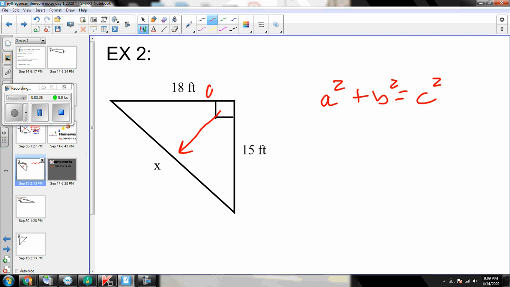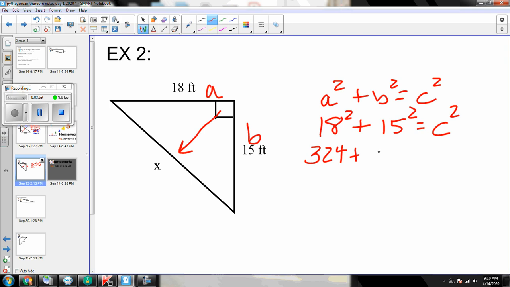Well, the legs are a and b. They're the two sides that make up the right angle. It doesn't matter which one's a and which one's b. So I'll just let A be the 18 and B be the 15, and I don't know C. So I plug in what I know. Then I square 18 to get 324, square 15 to get 225, and I don't know C. And you could put X here if you want. You could say X squared or C squared.